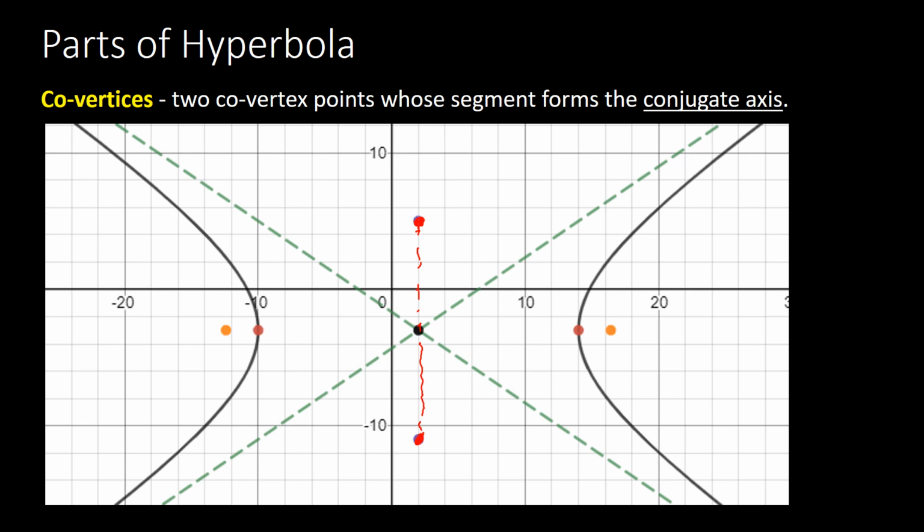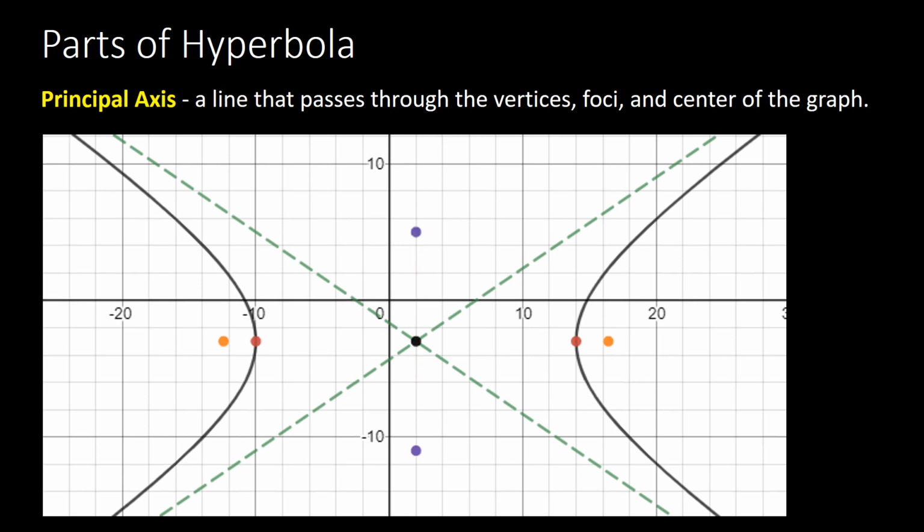Again, the conjugate axis is a line segment which joins our co-vertices. We have also the principal axis. The principal axis is a line that passes through the vertices, the foci, and the center of the graph. So if we locate our principal axis here, it is the line that passes through our vertices, foci, and our center.